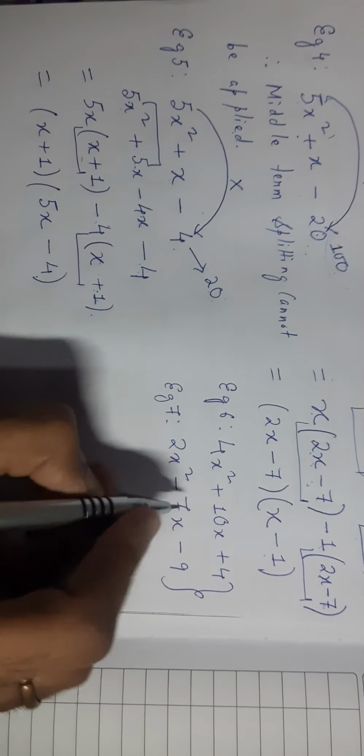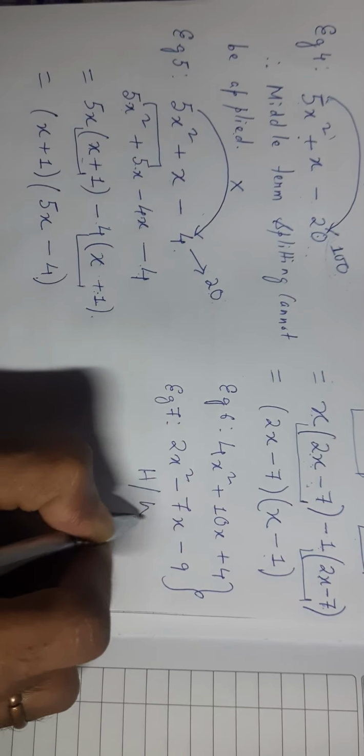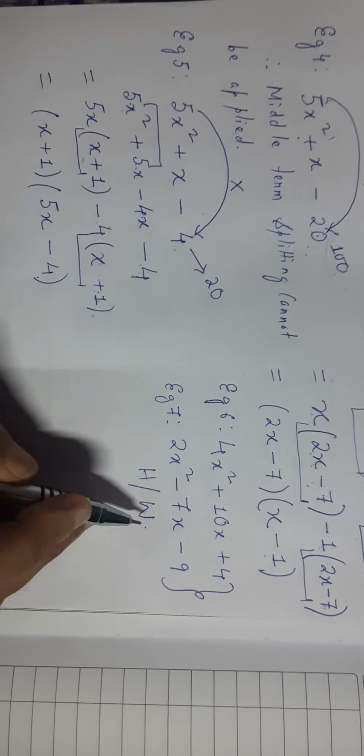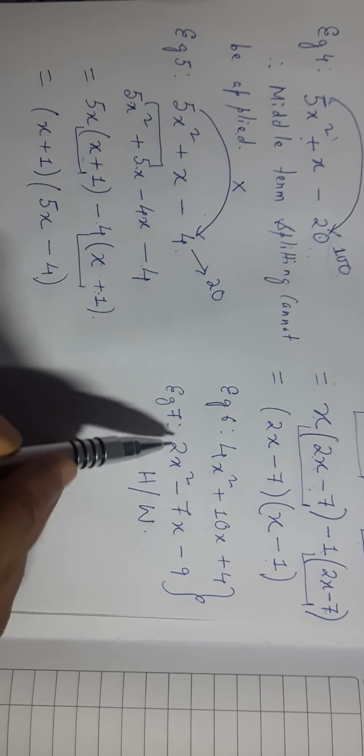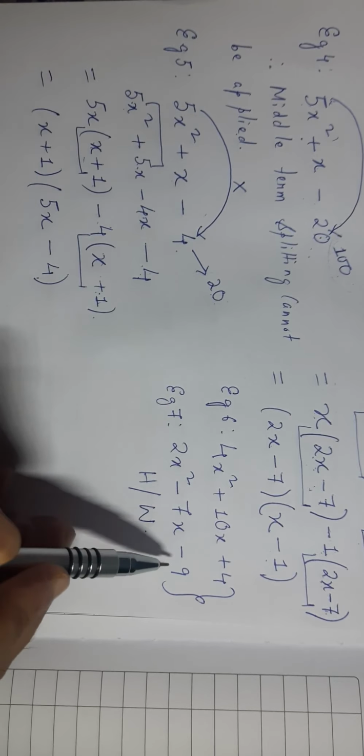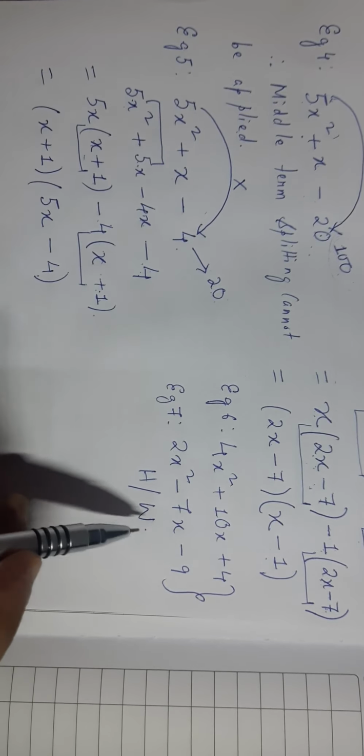Now these two questions will be homework, all of you will try. Example number 6 is 4x square plus 10x plus 4. Example number 7 is 2x square minus 7x minus 9. So all of you will try this.